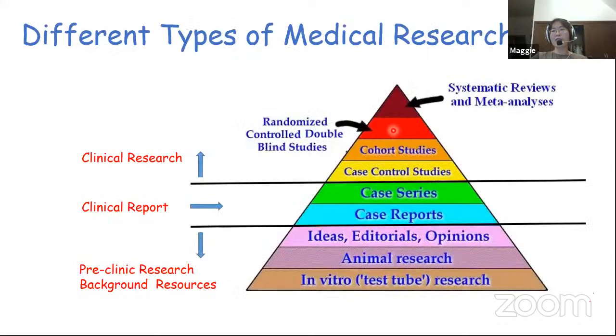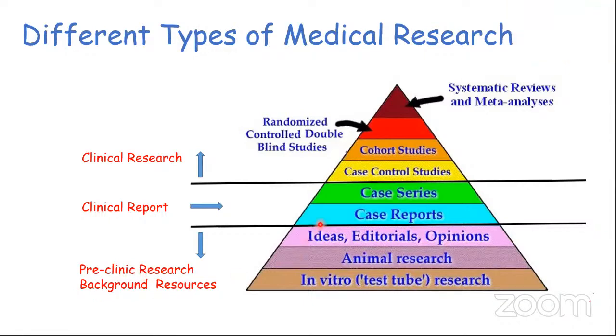Okay, next, I would like to introduce different types of medical research. As you can see, there is a triangle here that shows different types of medical research. From the bottom is the in vitro research, and next is the animal research. And it can develop ideas, editorials, and opinions. So all this belongs to the preclinical research, or we can also call them background resources.